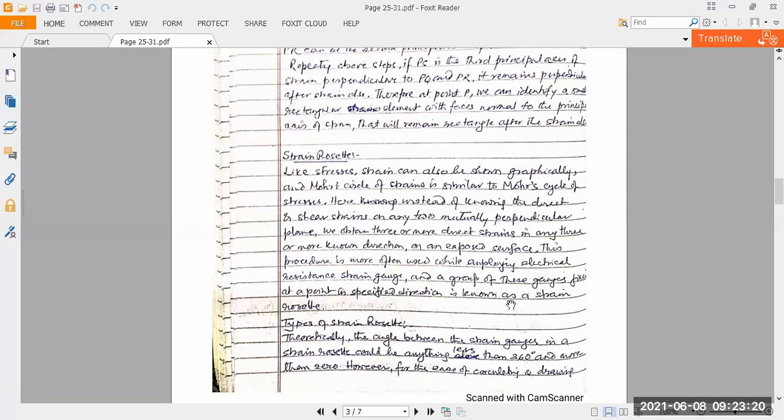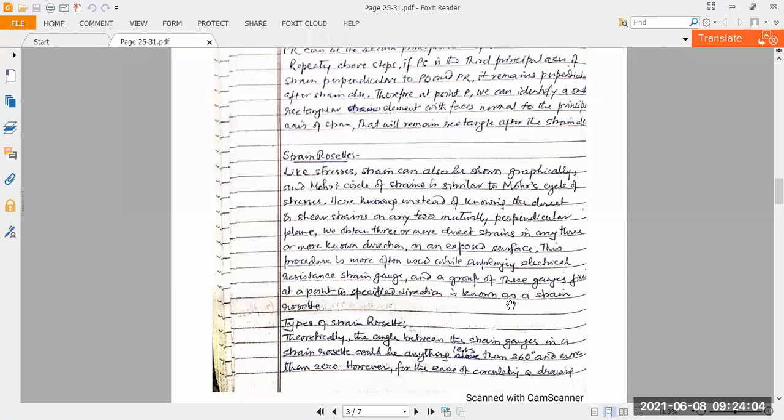A group of these gauges at a point in specified directions is defined as a strain rosette. Actually, what they are doing, this is nothing but a measuring device which measures electrical strain, meaning movement or deformation of the body in a particular direction per unit length of the body itself, in terms of resistance. And a group, not a single one, of these gauges is fixed in different specified directions, and we can take the strain to know the strain condition along those directions itself.